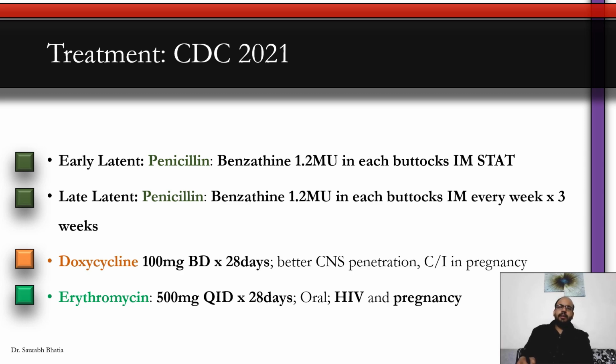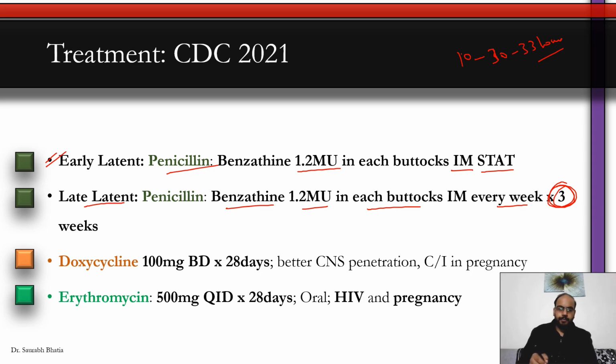Now we'll discuss the treatment part, which is actually easier. Remember, in secondary syphilis, the spirochetes divide very slowly. In primary syphilis, the division time is roughly about 30 to 33 hours, but it is significantly increased in secondary syphilis. So you need to repeat the treatment doses. In the early latent phase, the treatment is penicillin, 1.2 million units in each buttock, intramuscular single dose. If it is late latent syphilis, then the treatment is benzathine penicillin, 1.2 million units in each buttock every week for 3 weeks. So you have to give 3 doses 1 week apart.